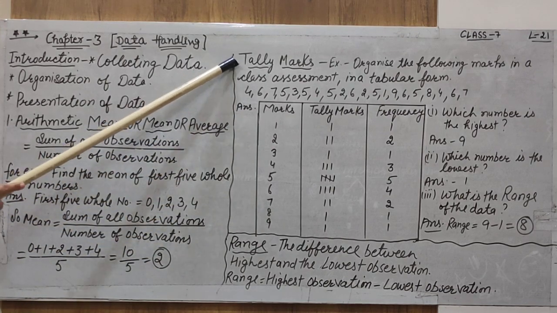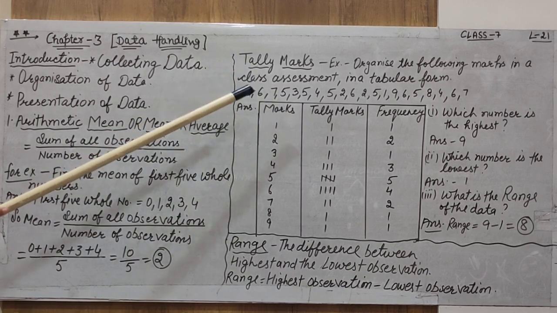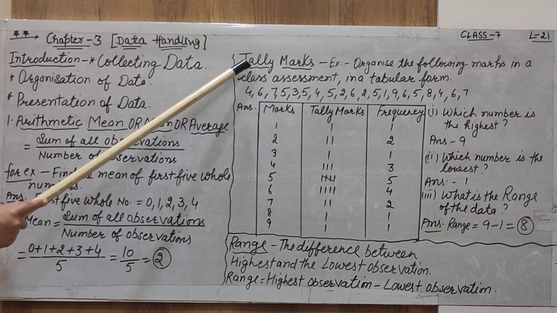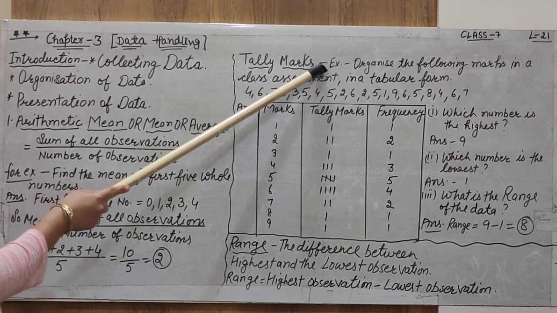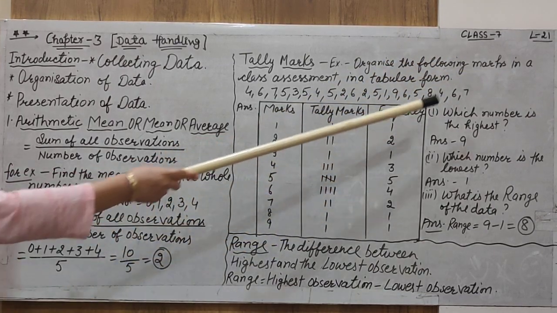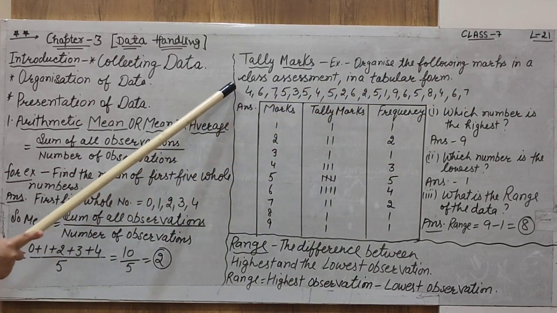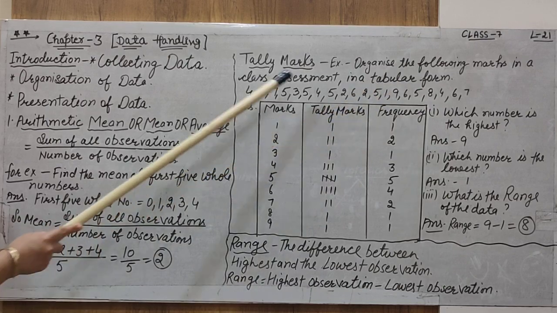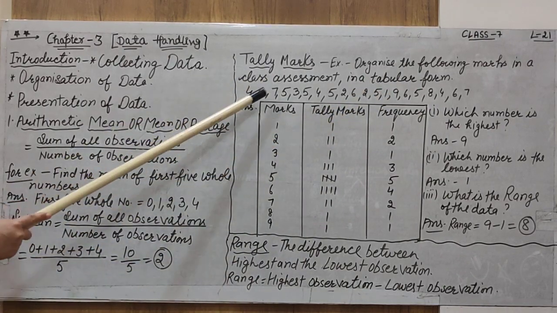The next topic is tally marks, which you have already done, but we must discuss it in this class also. What are tally marks, how are they written, and how are the observations used? First we take an example. Organize the following marks. All the observations are given as marks in a class assessment, and we have to put them in tabular form. Tabular form means the tally marks form. How can we write these observations?